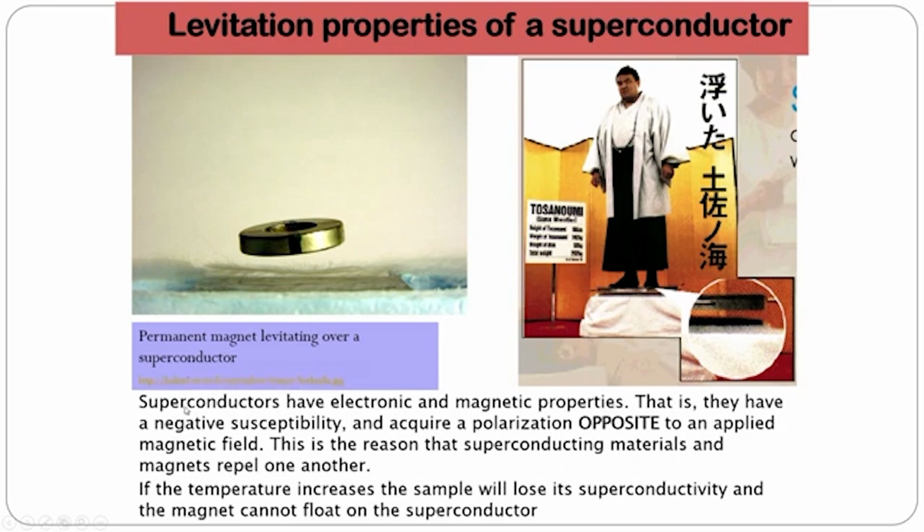That's what it's saying. So superconductors have electronic and magnetic properties. That is, they have a negative susceptibility, which is what we have seen, acquire a polarization opposite to an applied magnetic field, and this is the reason that superconducting materials and magnets repel each other. When the temperature increases, the superconductivity is lost, and we have seen that there are different agencies that can kill superconductivity. Basically, the pairs that are formed are broken because of this additional energy coming either from heat, from a current, or from a magnetic field.